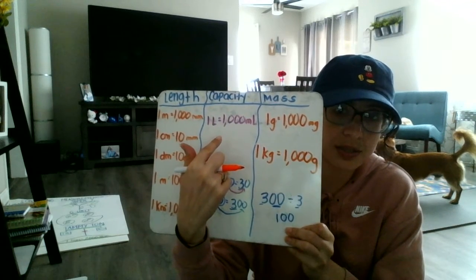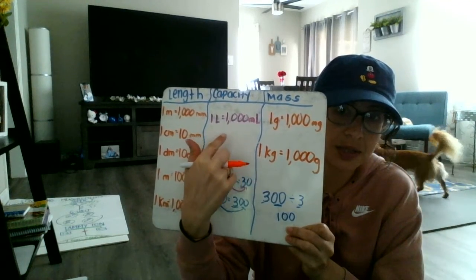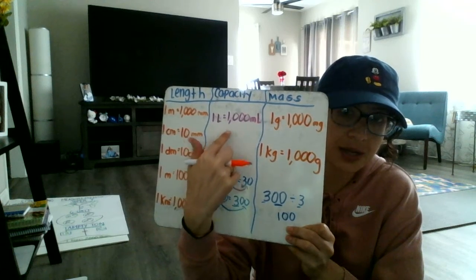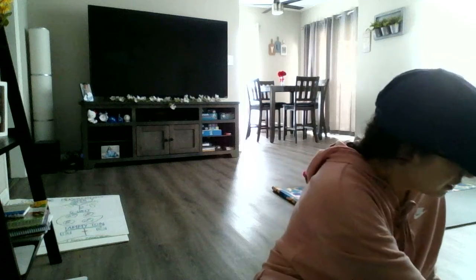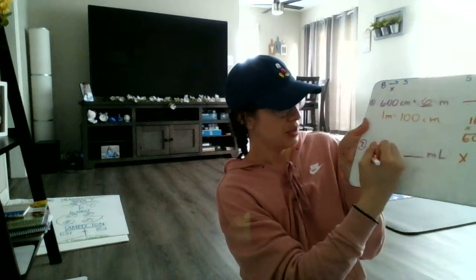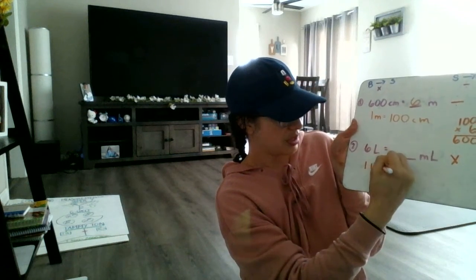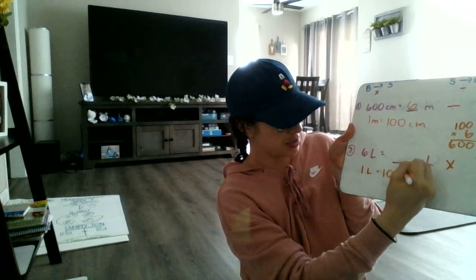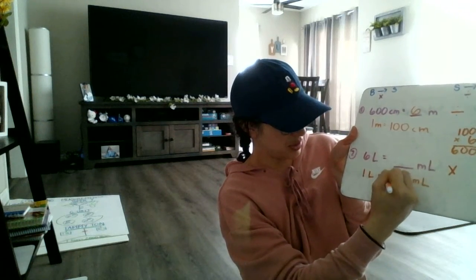And here is liters and milliliters. So in 1 liter, I have 1,000 milliliters. So I'm going to write that. In 1 liter, I have 1,000 milliliters.